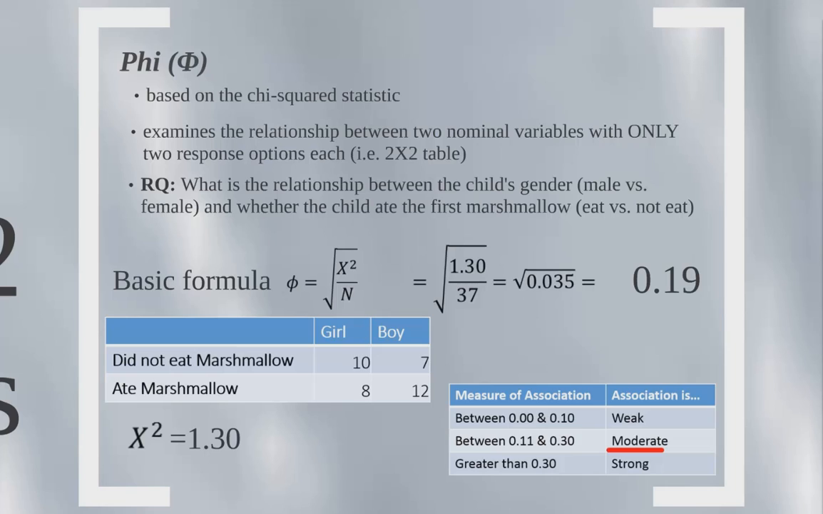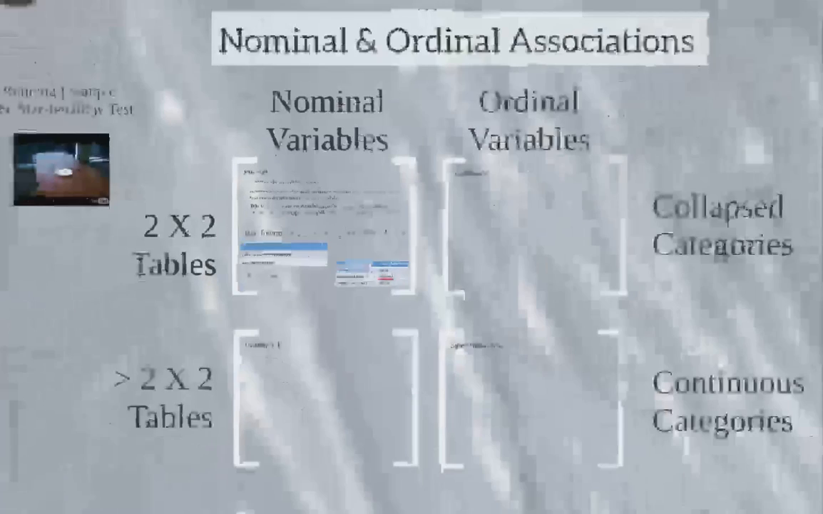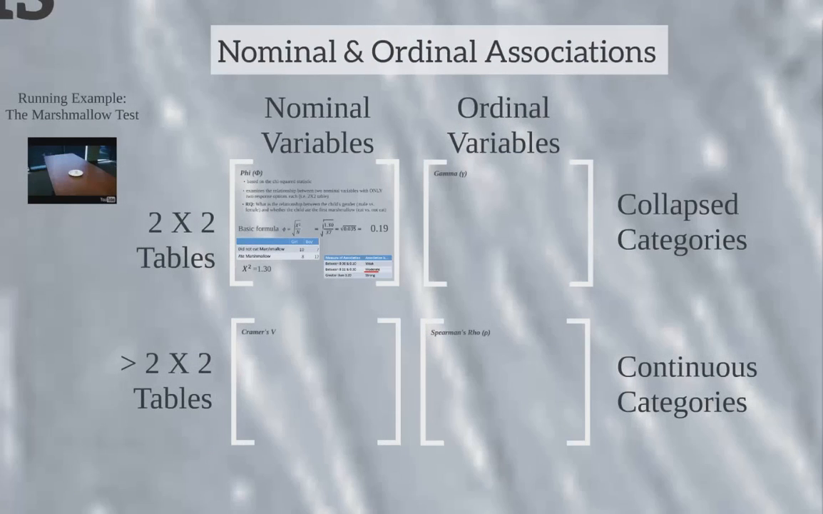And if you're looking for statistical significance, this is something that the chi-squared statistic would give you. So you look for the chi-squared statistic to give you that statistical significance. Then you would look at the phi to give you the strength of that association. So that's an understanding of nominal variables with the 2x2 table.